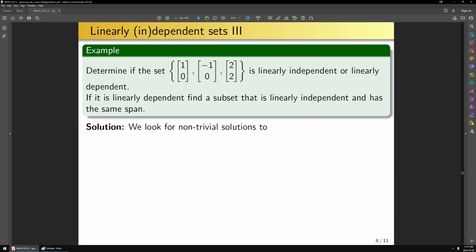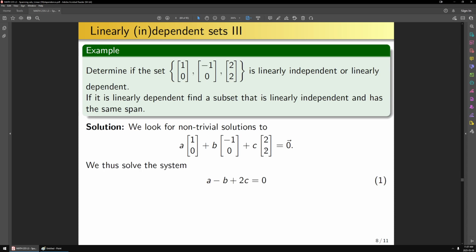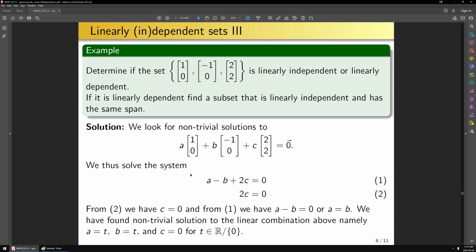So, solution. We need to look for non-trivial solutions to this. We turn this into a system of equations, right? We want to solve this for A, B, and C. If you look at it, I know C is 0 immediately, and then if C is 0, I know A is B. So here's this in overly large numbers of words. If I put it together, I know C is 0 and A is B, and as long as A and B are both non-trivial numbers and the same number, then I get a non-trivial solution to the system of equations.